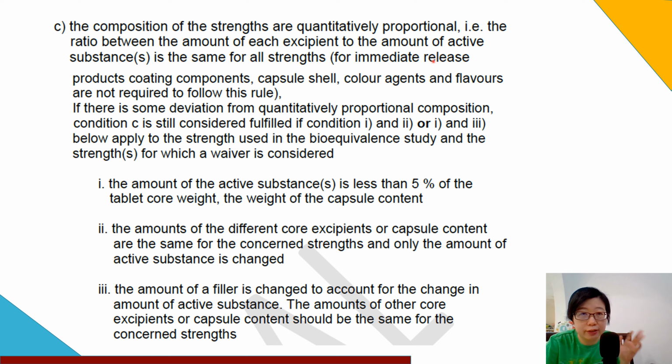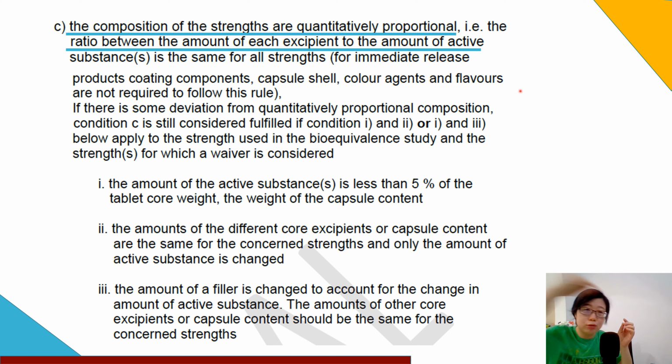I didn't highlight things over here just because it's quite a lot. Some parts are highlighted, but a lot of it are main points anyway. The compositions of the strengths are quantitatively proportional. When you look at the detail, what it means is that the ratio between the amount of each excipient to the active substance should be about the same. But it does not cover things like your color agents and flavors, which are not the main part that will affect your dissolution rate. That's the scientific theory behind it.